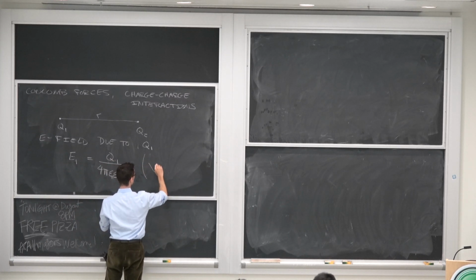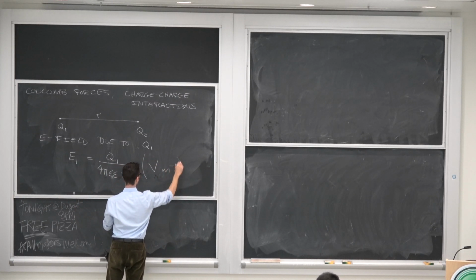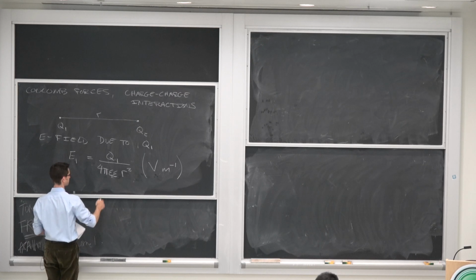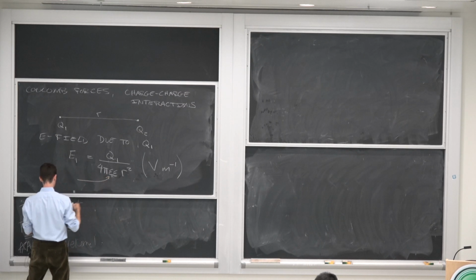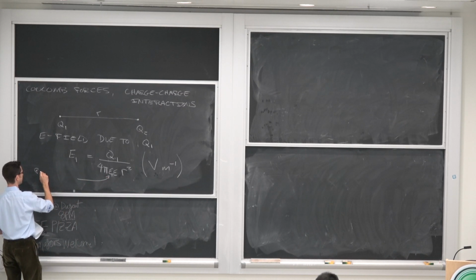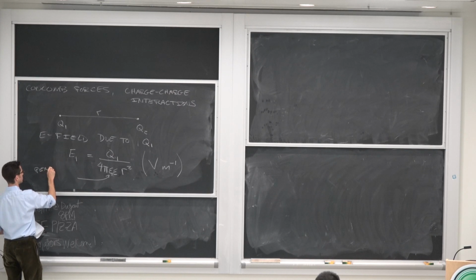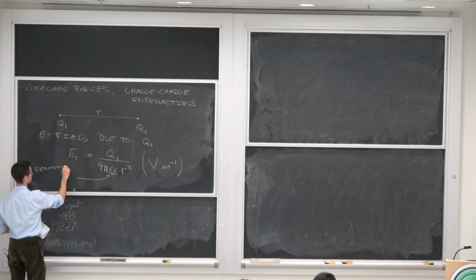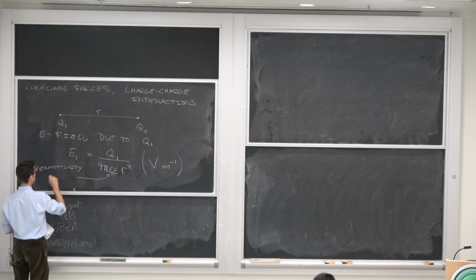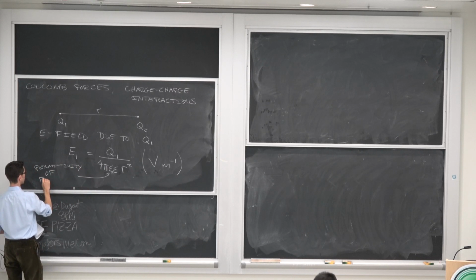And this has units of volts per meter. Epsilon naught is the permittivity of free space.